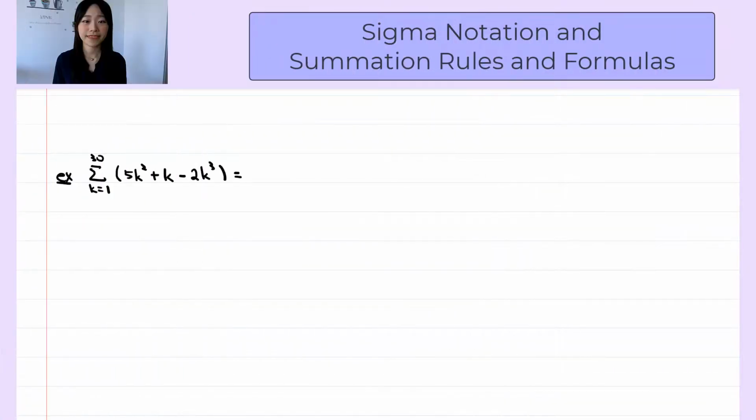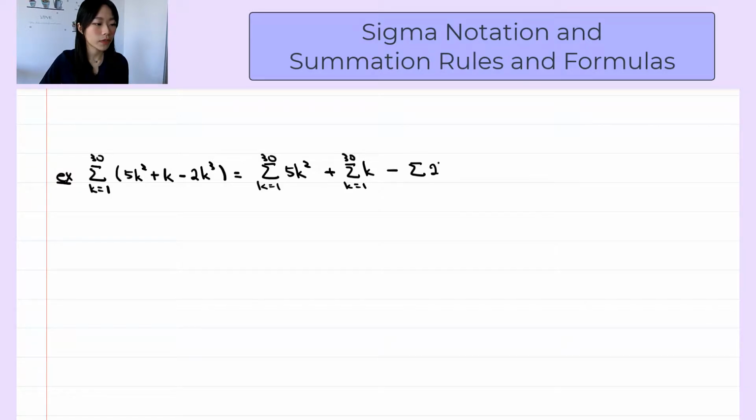Now let's look at an example. Sum of 5k squared plus k minus 2k cubed, and the index starts from 1 until 30. We can use the second rule of summation to expand this as the sum of 5k squared from k equals to 1 to 30, plus the sum of k when k equals to 1 until 30, minus the sum of 2k cubed when the index starts from 1 to 30.